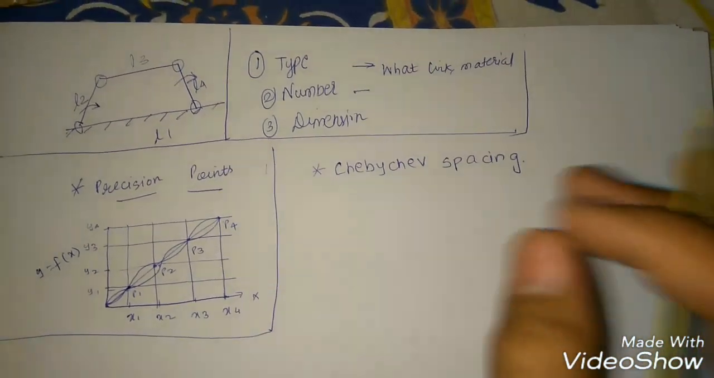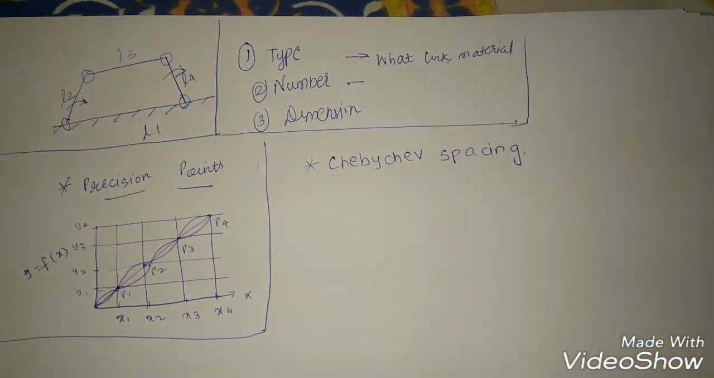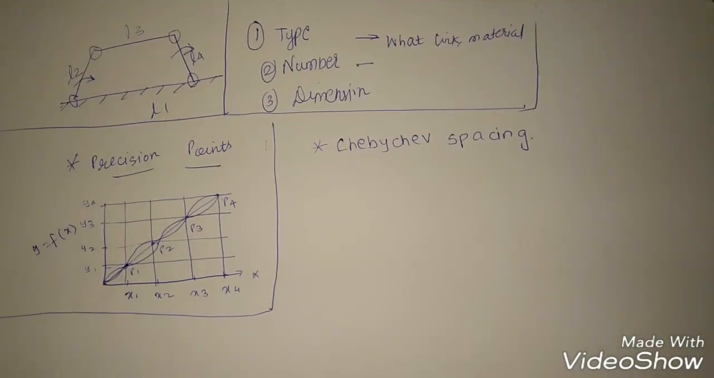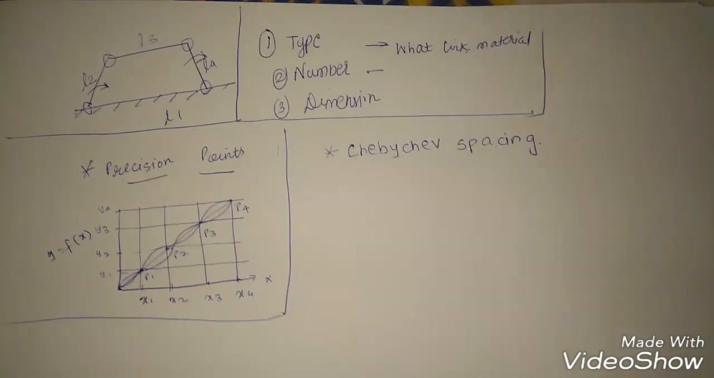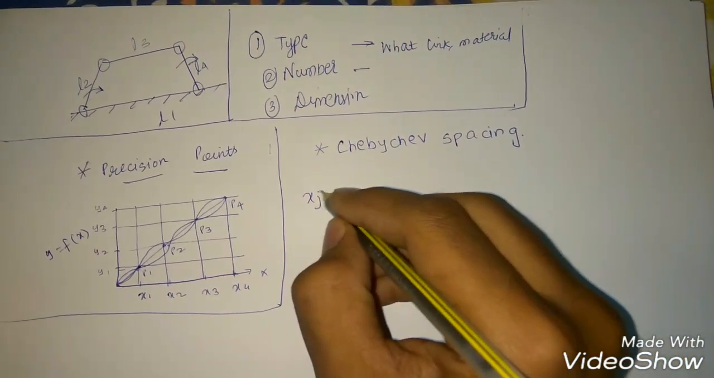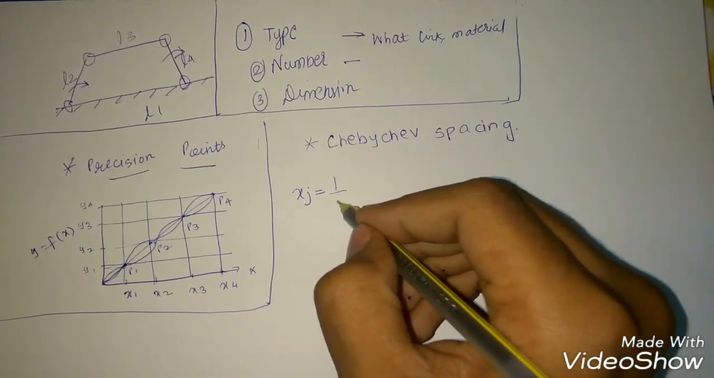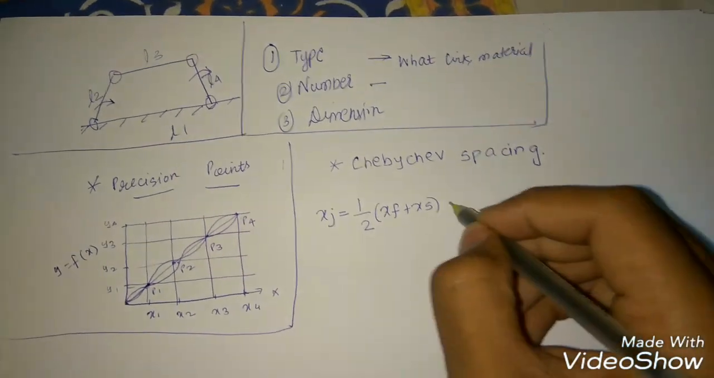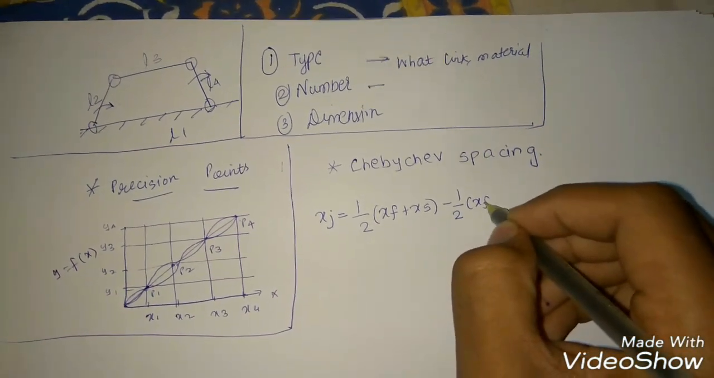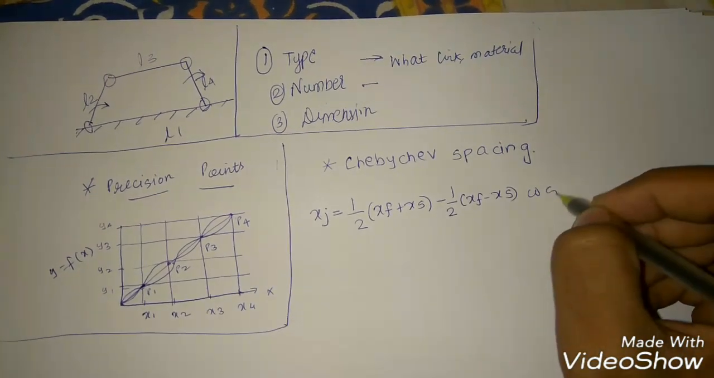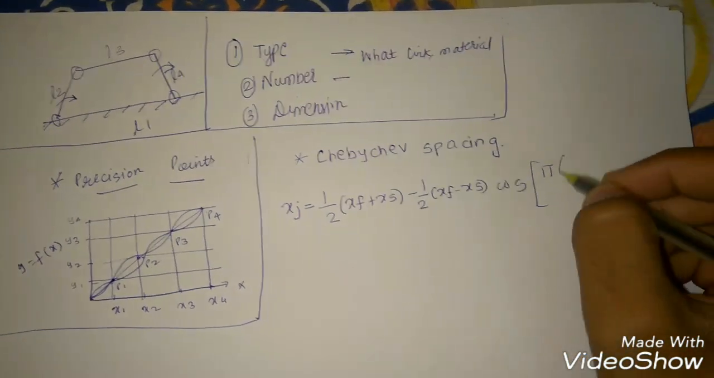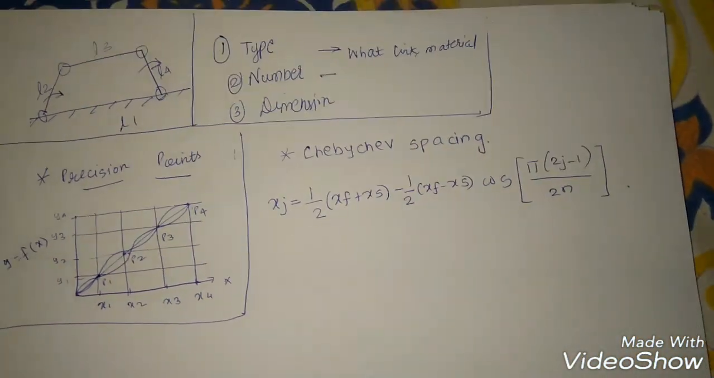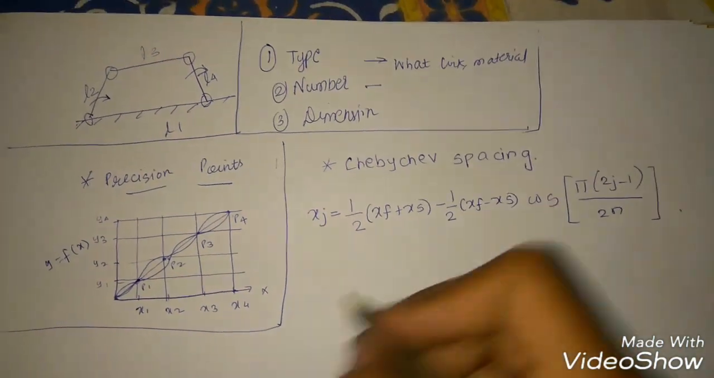Let's not get into the detail of the formula as it is not included in the syllabus and it has no derivation. So it is used for best spacing of precision points and it is given by, let xj be the precision point, 1 upon 2 bracket xf plus xs minus 1 upon 2 xf minus xs cos pi 2j minus 1 upon 2n. Okay, so this will be the formula for Chebyshev spacing.